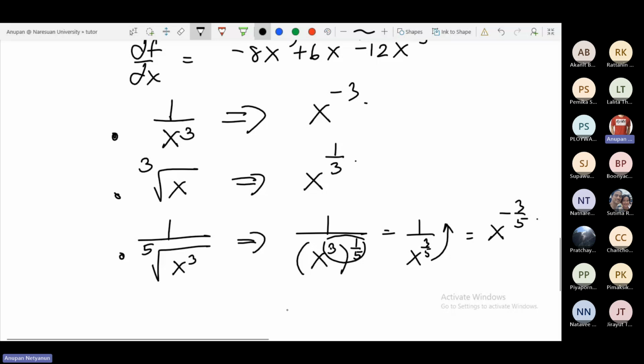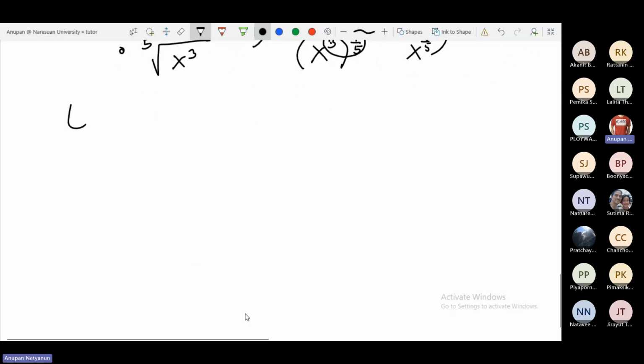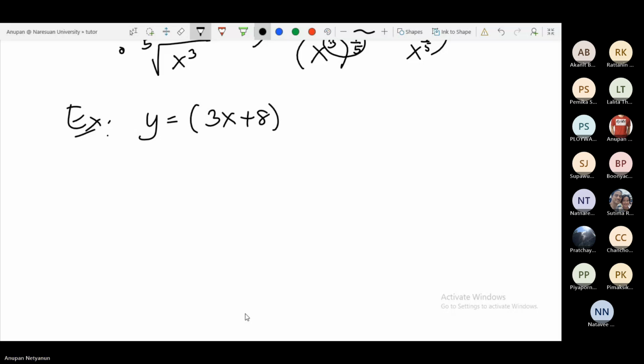Okay. So now let me give you another example, which is y equal to (3x plus 8) times (5x squared minus 1) over x squared.